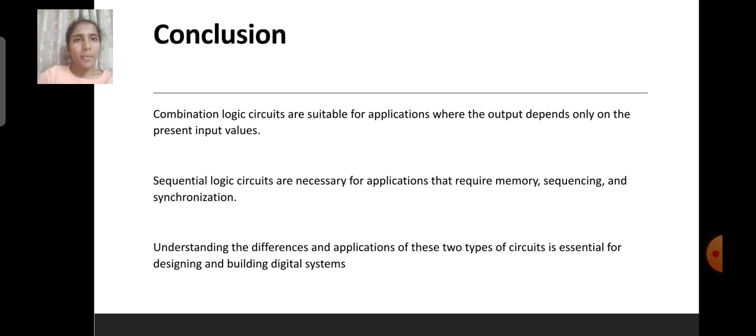Conclusion. Combinational logic circuits are suitable for applications where the output depends only on the present input values. Sequential logic circuits are necessary for applications that require memory, sequencing, and synchronization. Understanding the difference and applications of these two types of circuits is essential for designing and building digital systems.